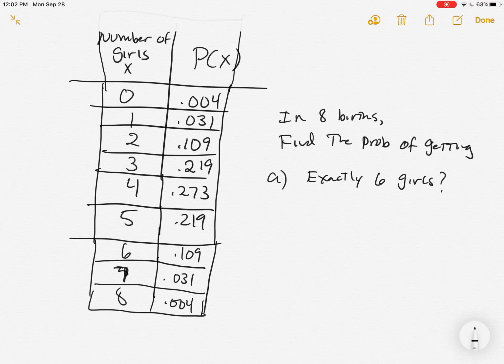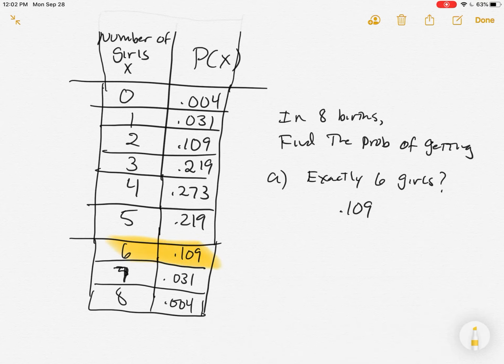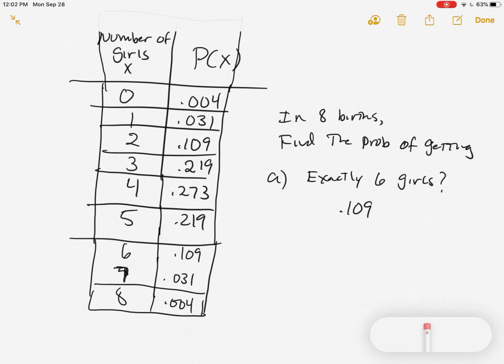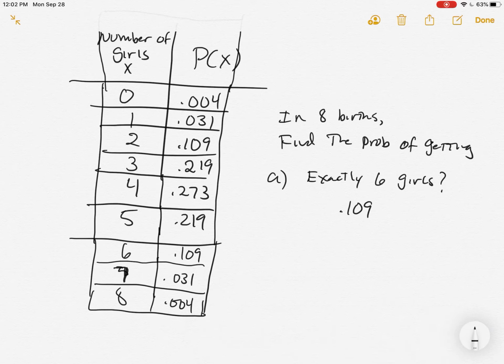Well, you should be done. If you understand what this chart's giving you, then you know the answer is 0.109. Here is the probability of exactly 6 girls. Right there, just right in front of us. That's what that means. And so they want to make sure that you understand what they're meaning when they give you this information. What about B?